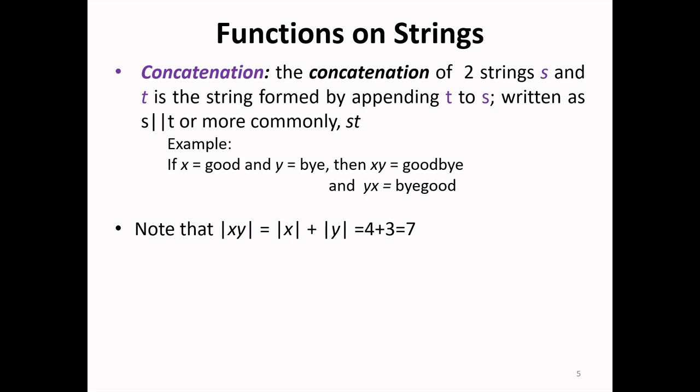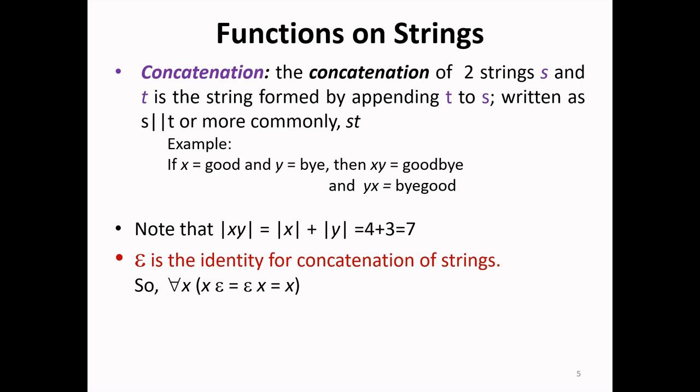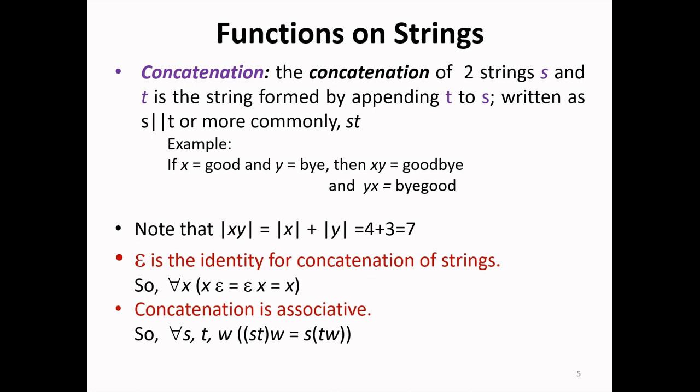Note that the length of xy will be equivalent to the length of x plus the length of y, that is 4 plus 3 is equal to 7. Remember, epsilon is the identity for concatenation of strings. That is, for all x, x concatenated with epsilon is equivalent to epsilon concatenated with x, which is equal to x, and concatenation is associative. That is, for all s, t, w, (st)w is equal to s(tw).